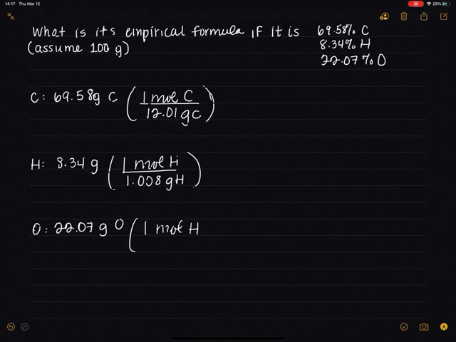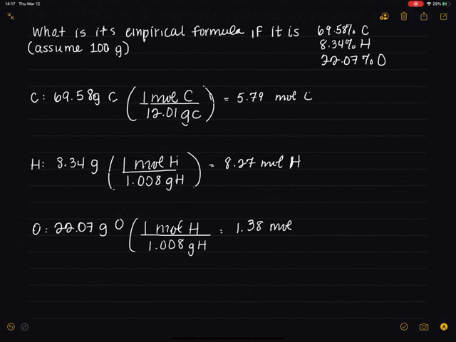I have moles. What's next? Divide by the smallest number. Divide everything by 1.38. 1.38 divided by itself gives us a nice clean 1. 8.27 divided by 1.38 gives us a 5.99. What are we going to do with a 5.99? That's close enough to 6.